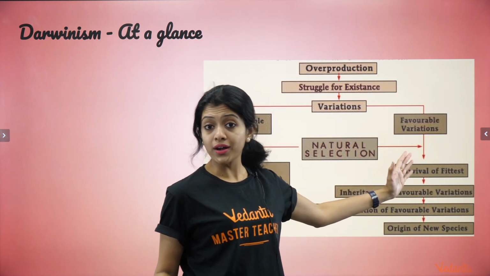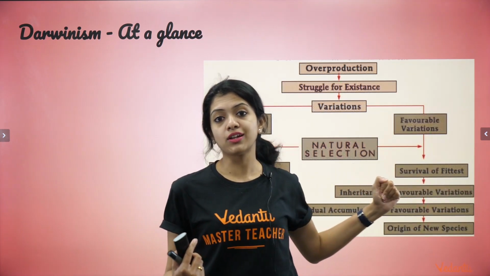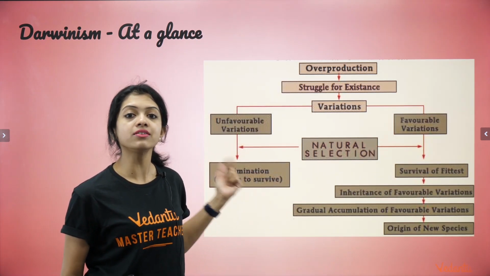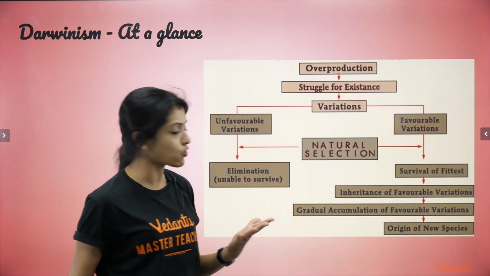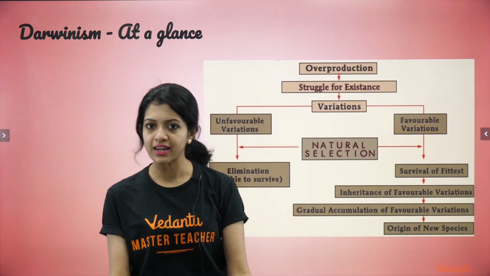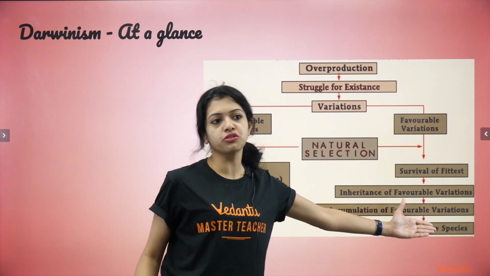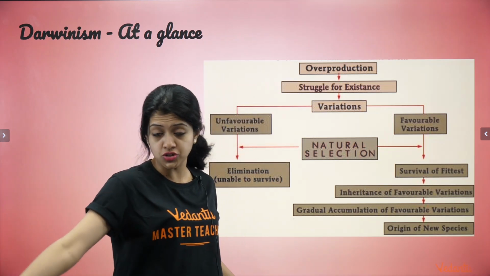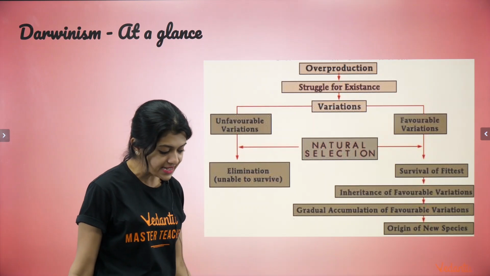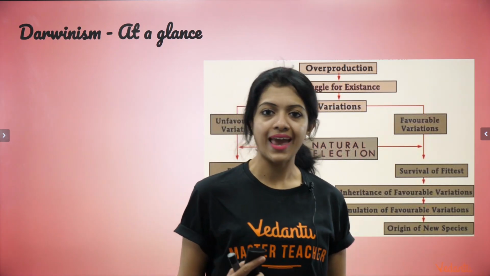Whereas when organisms inherit favorable variations, that results in survival of the fittest because they are considered to be fitter than those which inherited the unfavorable variations. Right, makes a lot of sense. So survival of the fittest would be the next step, and then inheritance of the favorable variations because they pass it on to their progeny also, and then gradual accumulation of favorable variations over many generations leads to the origin of new species. Okay, this is how Darwin said that new species are formed from existing ones.